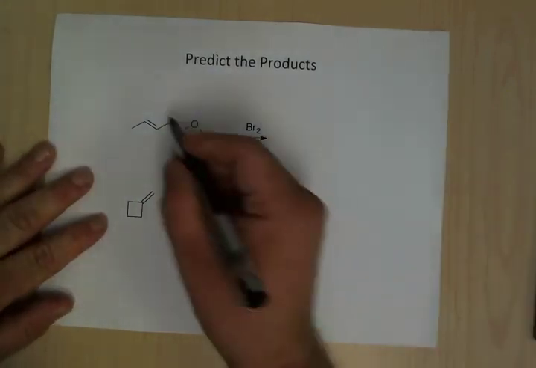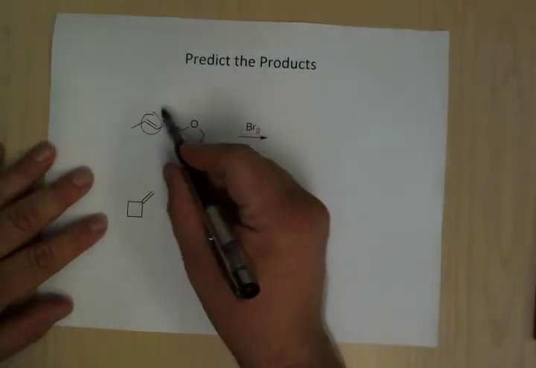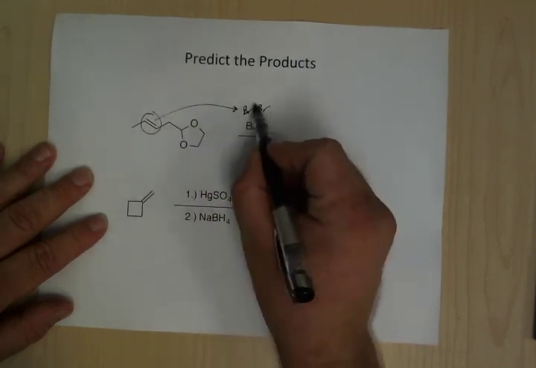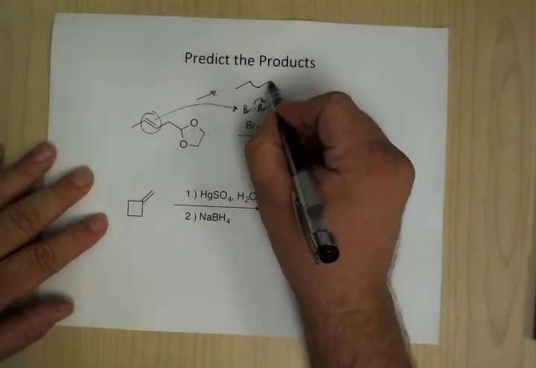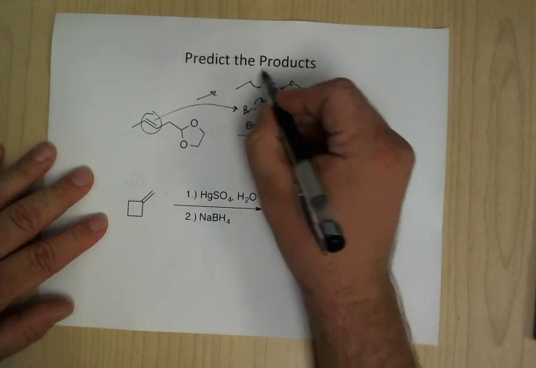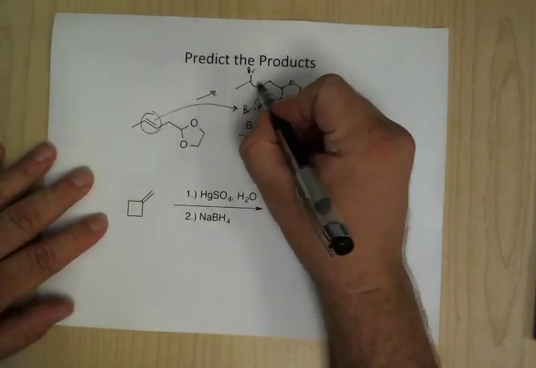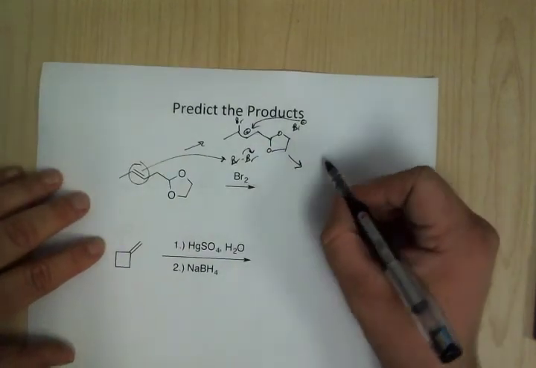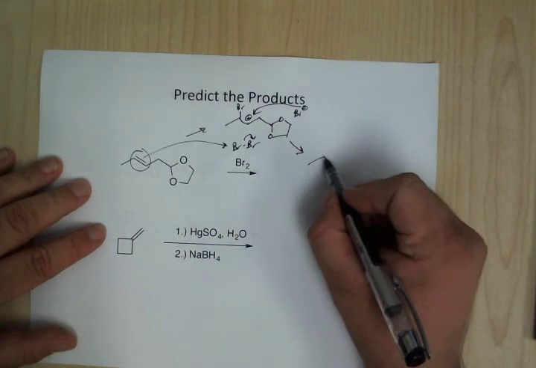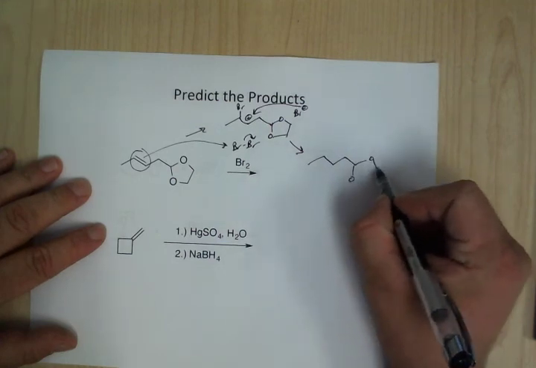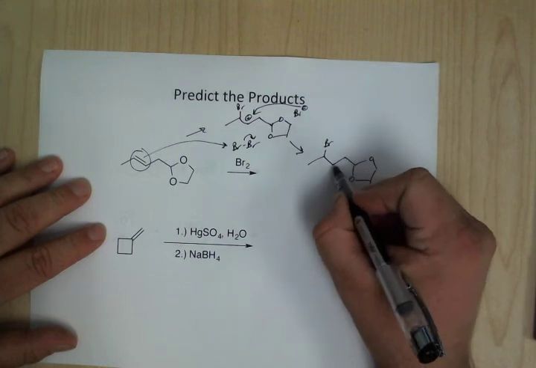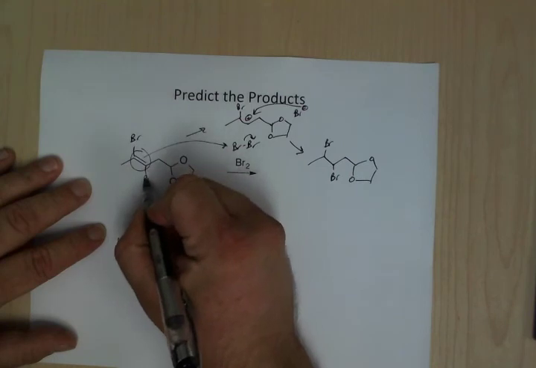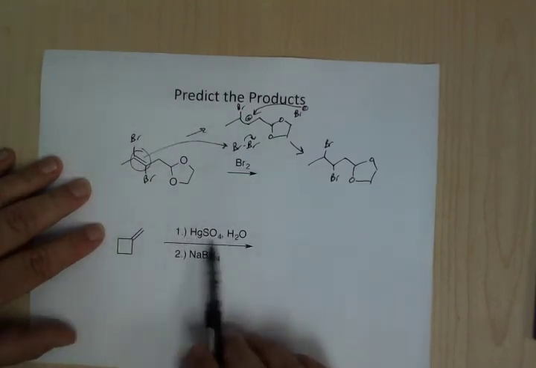So we have an alkene, and that's going to give us a Br here. There's a carbocation, and then the Br minus is going to come in and attack. So you just put bromines on either side. We're going to put a bromine here and a bromine there.